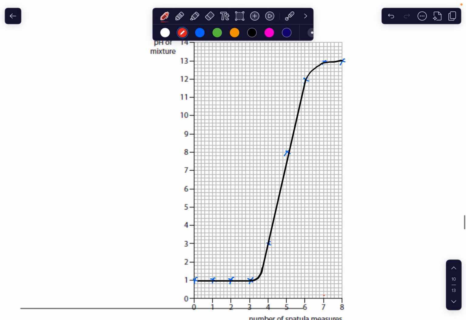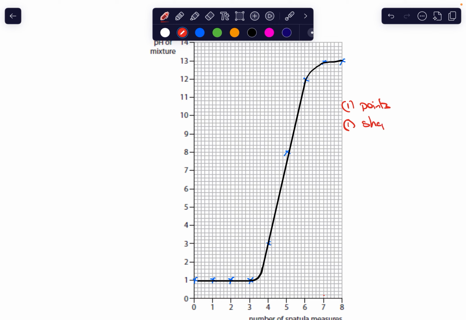So in terms of marks for this, you're going to get a mark for the points that are plotted correctly. So 1 mark for the points. You're going to get a second mark for the shape of the graph. And the third mark is, again, I think it's to do with the points. If we've got all of them done, then we get a third mark in there as well.